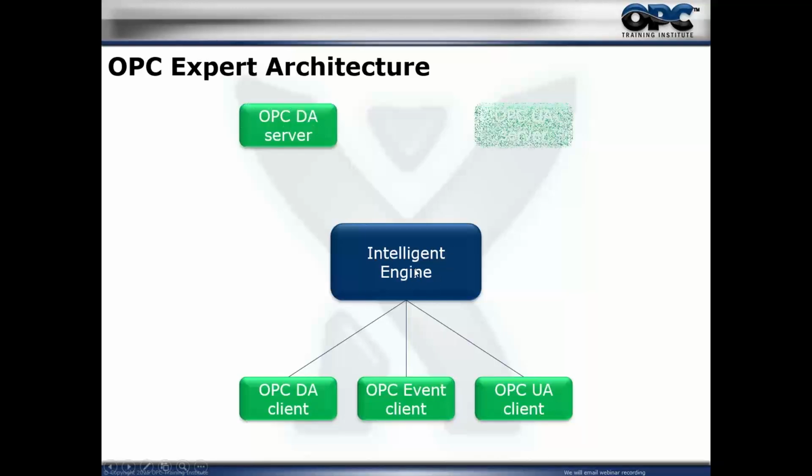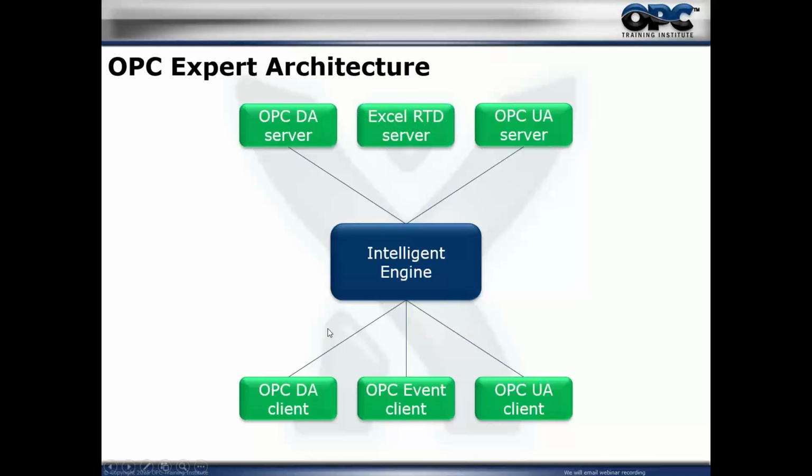And I'll show you what's an intelligent engine in a bit. From there, it can go to OPC DA server or UA server. So here you can convert, for example, from OPC DA to UA or OPC UA to DA, OPC A&E to OPC AC, OPC HA to HDA, and so on. So you can do all of those conversions within OPC Expert. Again, OPC Expert isn't just this, OPC Expert is the whole thing.